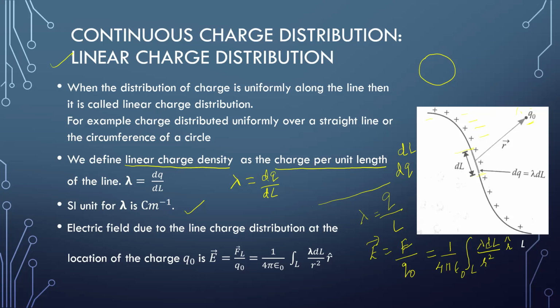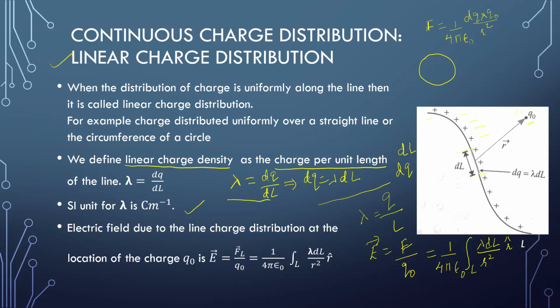Now if I want to write down what is F between this dq amount of charge which is present in dl and Q0, according to Coulomb's law, F will be equal to 1 upon 4 pi epsilon naught dq into Q0 upon r square. Now dq into Q0 upon r square is F. Now F upon Q0, Q0 and Q0 will get cancelled, and therefore you will be left with 1 upon 4 pi epsilon naught dq upon r square, and for dq I have written down dq is equal to lambda into dl. From here you can see that dq is equal to lambda into dl.